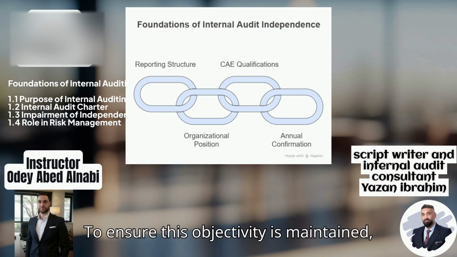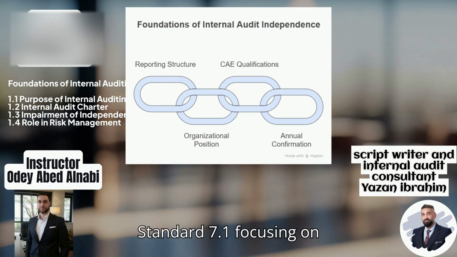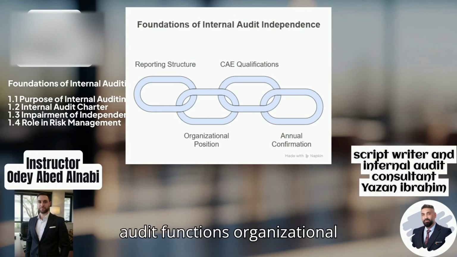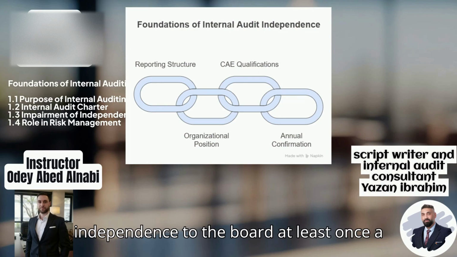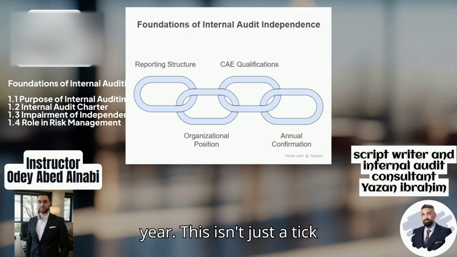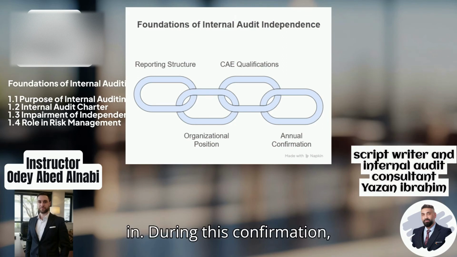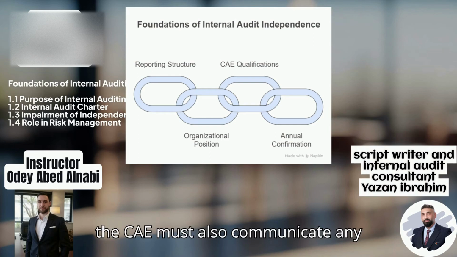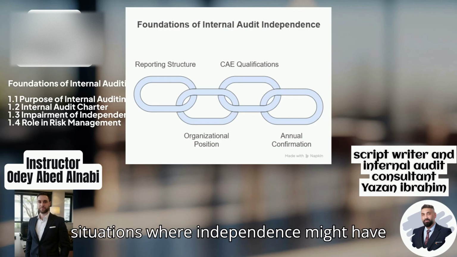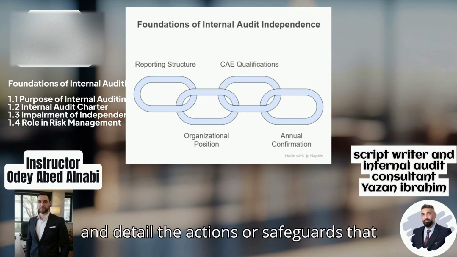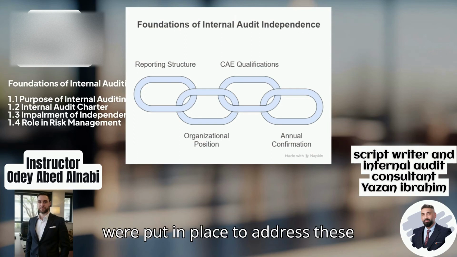To ensure this objectivity is maintained, Standard 7.1, focusing on organizational independence, requires the CAE to confirm the internal audit function's organizational independence to the board at least once a year. This isn't just a tick box exercise, it's a formal check in. During this confirmation, the CAE must also communicate any situations where independence might have been compromised, even potentially, and detail the actions or safeguards that were put in place to address these impairments.